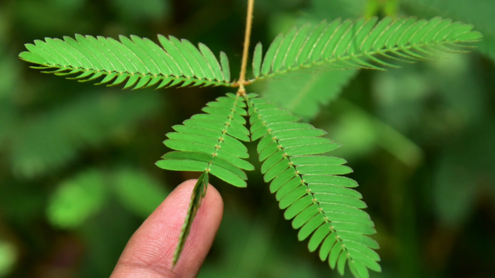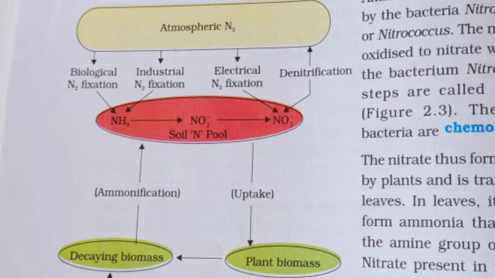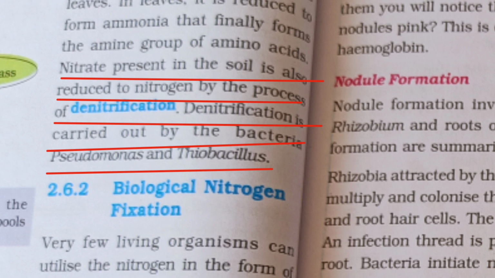The nitrate thus formed is absorbed by the plant and transported to the leaves. It is reduced to ammonia, which finally forms the amino group of amino acids. Then nitrate present in the soil is also reduced to nitrogen by the process of denitrification. This denitrification is carried out by the bacteria Pseudomonas and Thiobacillus.